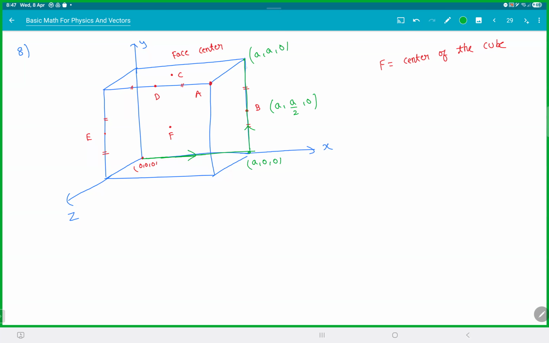From there, if I take a turn towards A, now I'm traveling from that point to A in the z-axis. So this coordinate will be a comma a comma a. I hope till here it is clear. So that I got the coordinate of A and the coordinate of B.